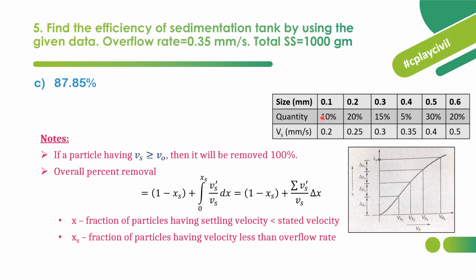If the table is not given, but the data is given in some other form, like a graph, then we have to use this common relation: 1 minus xs plus the integration from 0 to xs of vs' dx. Vs' means the settling velocity of the particle considered, and vs is the settling velocity required. We have to sum over all the particles so that we can get the overall percent removal.